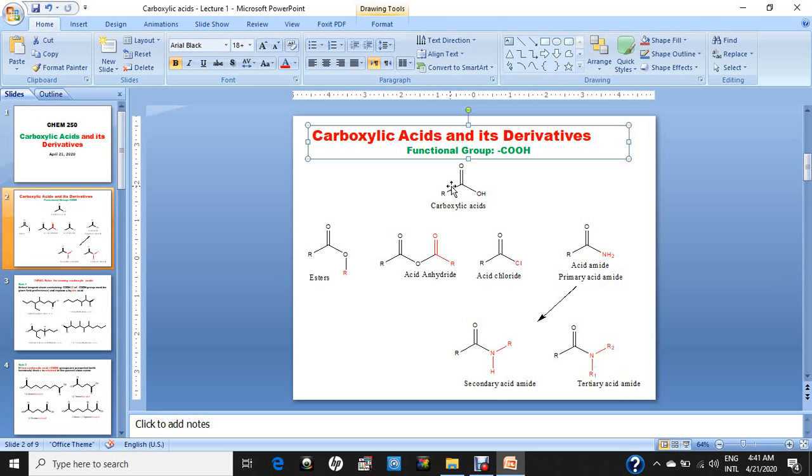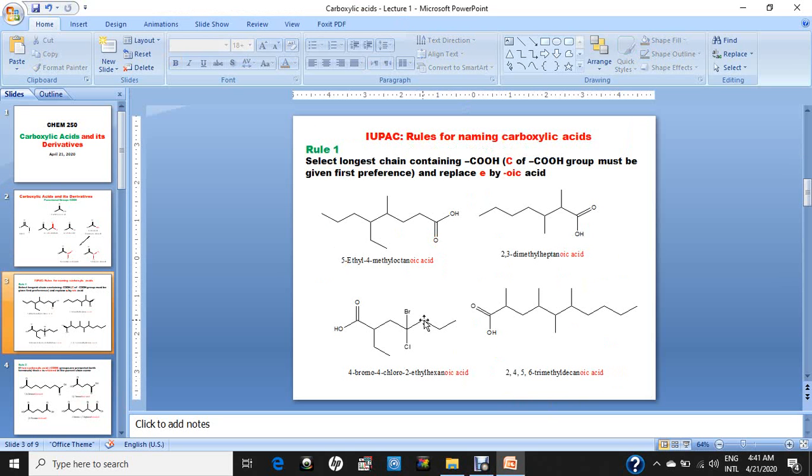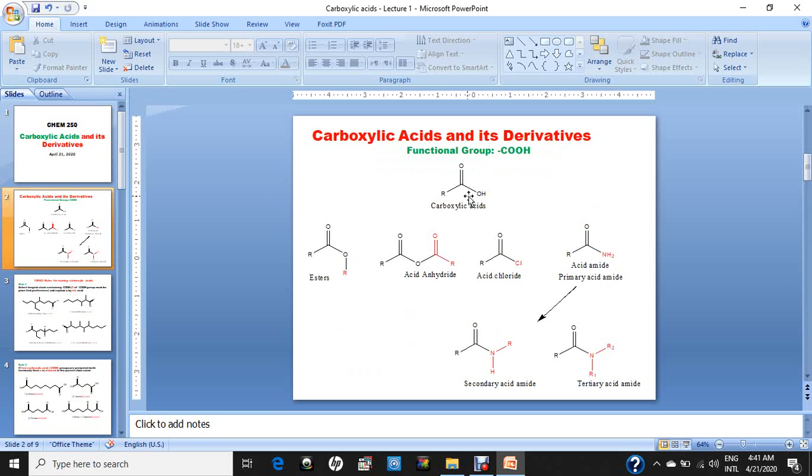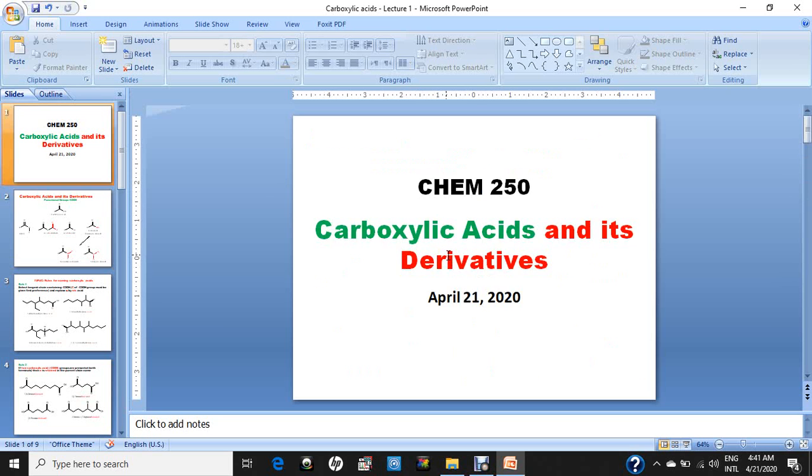So for carboxylic acid, we have four derivatives: ester, acid anhydride, acid chloride, acid amide. Acid amide has further types: primary, secondary and tertiary. This is just background. Now let us start the IUPAC rules for naming. We have to go one by one. First carboxylic acid, then ester, then acid anhydride, then acid chloride, then acid amide. Today I am going to start with carboxylic acids.